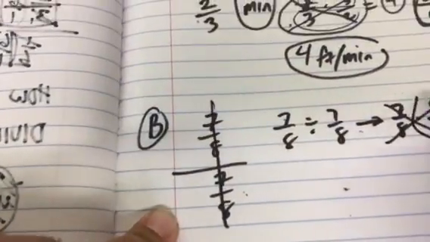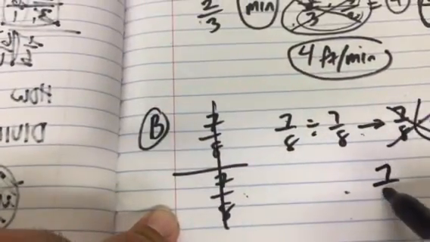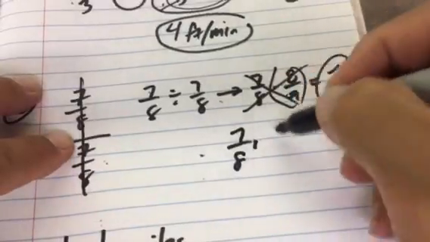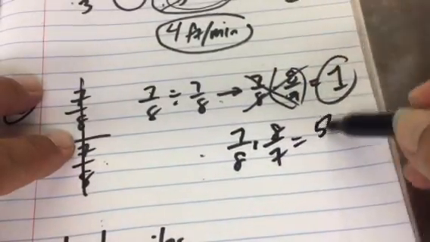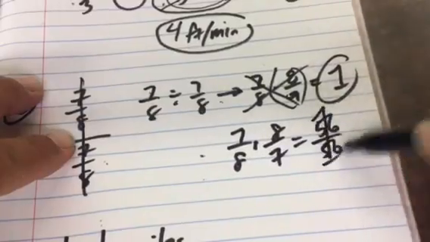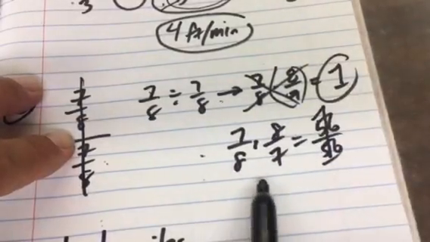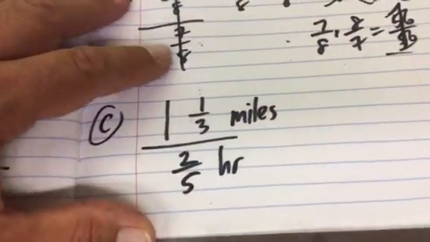Anything times its reciprocal, 7/8 times 8/7, anything times its reciprocal is going to give you a fancy form of 1. So we say that anything times its reciprocal is a value of 1. Last example here, we're looking at 3 minutes here.